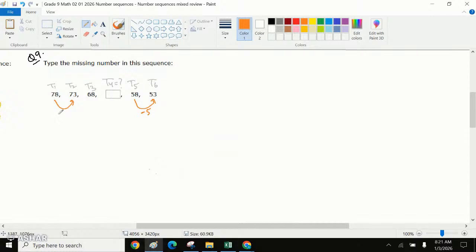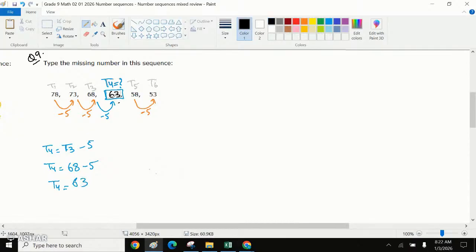78 minus 73 is 5 less, subtracted by 5 less of it. 73 minus 5, that means the numbers are not changing. So 68 minus 5 should be equal to the next term, term number 4 in the sequence. So we can say term number 4 is term 3 minus 5, whatever that is term 3. So term 4, that is 68 minus 5. Term 4 comes out to be 63.